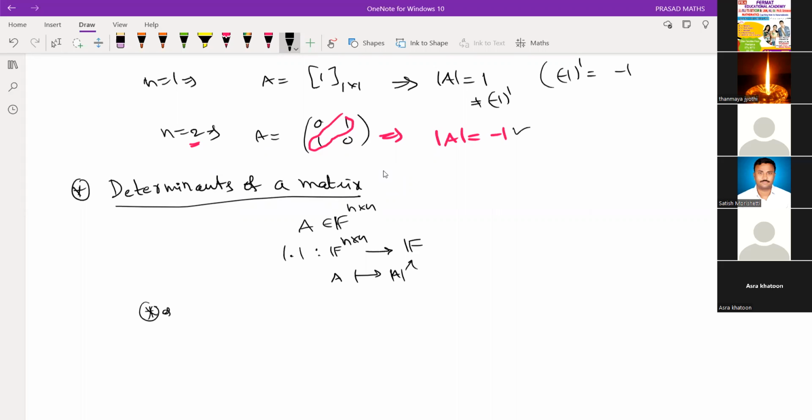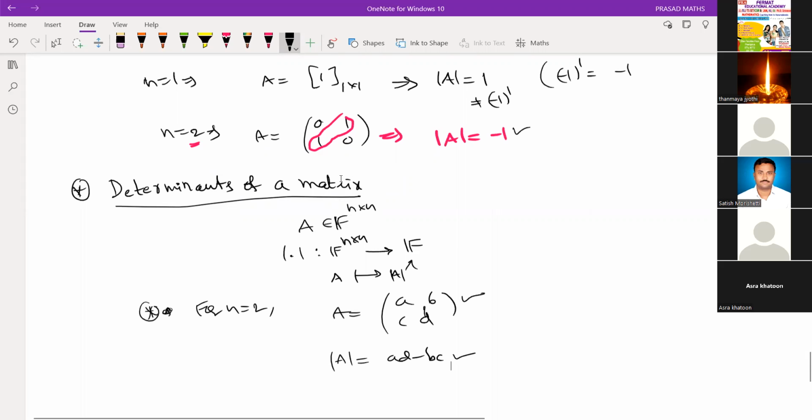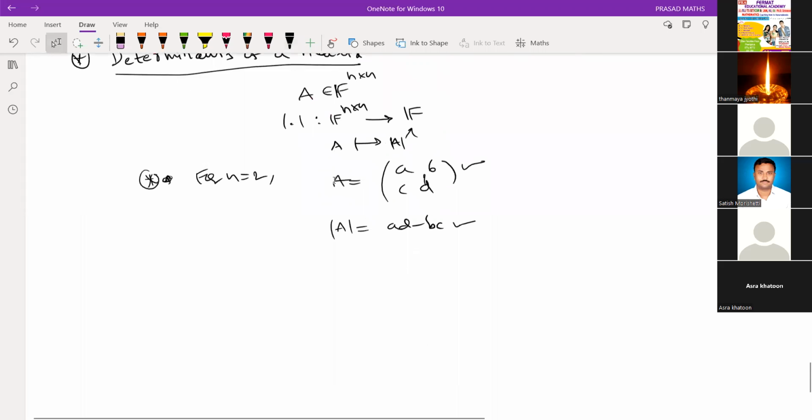Suppose for n equals 2, that means a 2 cross 2 matrix with entries A, B, C, D. What is the determinant? It is AD minus BC. It is a scalar. Once you give me a matrix, I can get a scalar. This is nothing but the det of 2 cross 2 matrices.